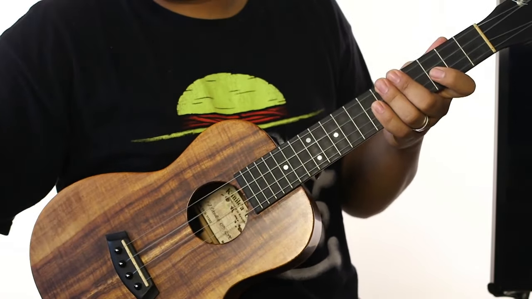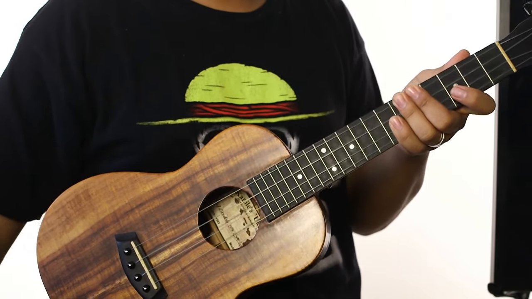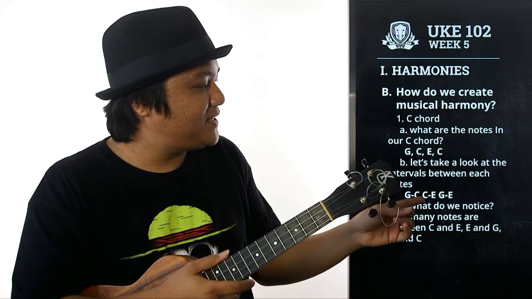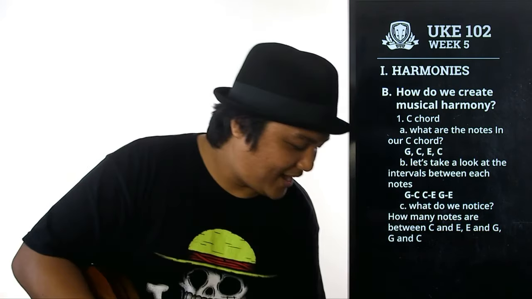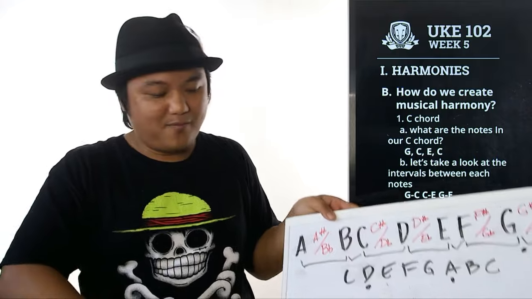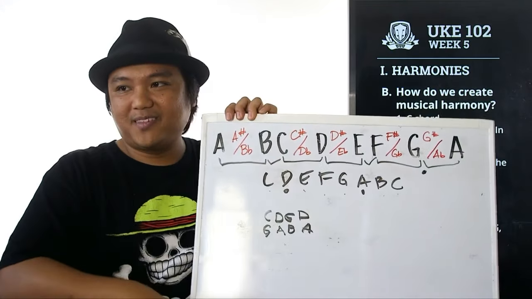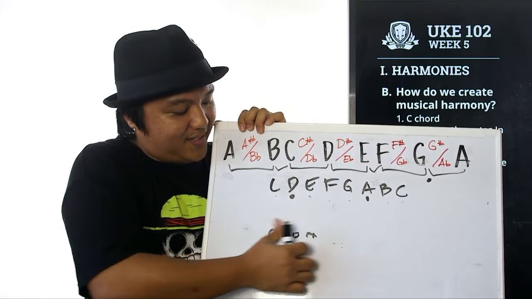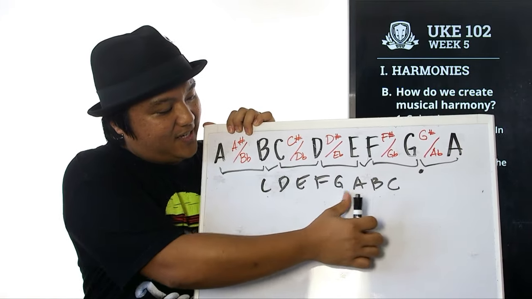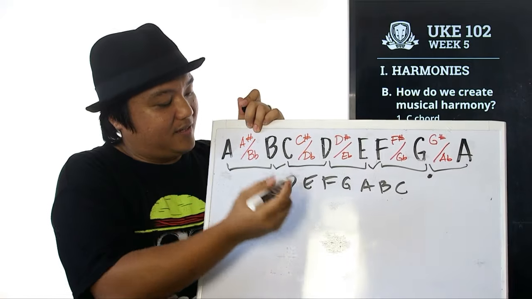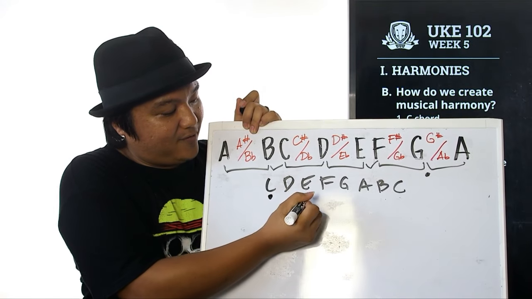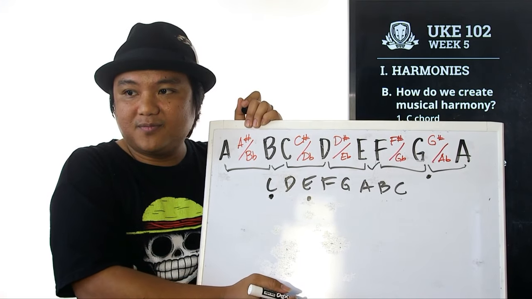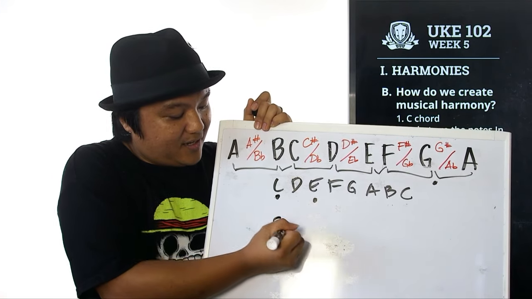My favorite kind of harmony is called a third harmony. So let's take a look at the board once again. So we have C and E. Okay, so C and E. I'm gonna bring my board back here. So C and E, I'm gonna erase this, is a third harmony. So we have C, then we have E. 1, 2, 3. Okay, so C and E.